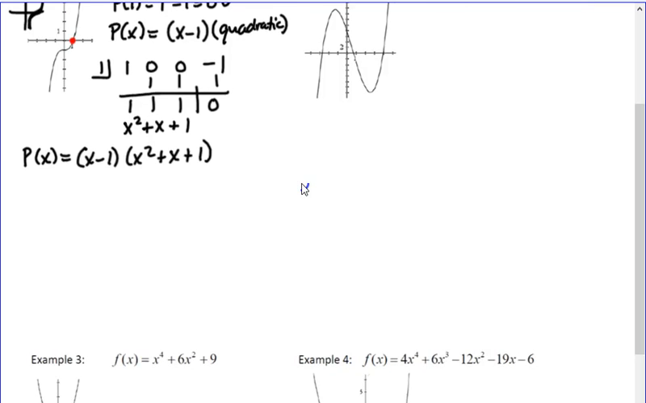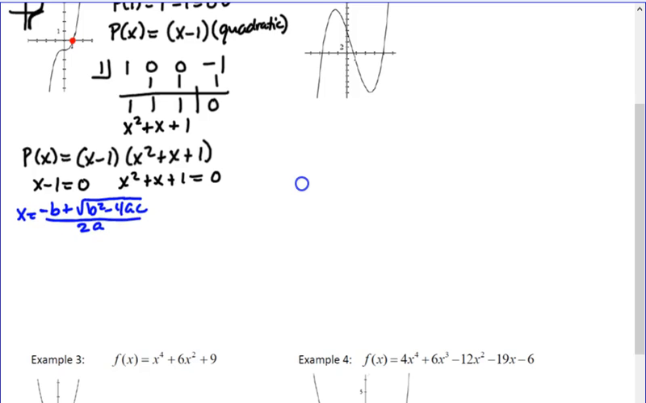Remember that zeros are whatever we get when we set the factors equal to 0. So either x minus 1 equals 0, in which case I get x equals 1, or x squared plus x plus 1 equals 0. Since I can't factor that, my only option is to use the quadratic formula. I expect you to know and to be able to use the quadratic formula and to be able to simplify. So let me just remind you that the quadratic formula is x equals negative b plus or minus the square root of b squared minus 4ac all over 2a. If you don't know that, you need to have that memorized.